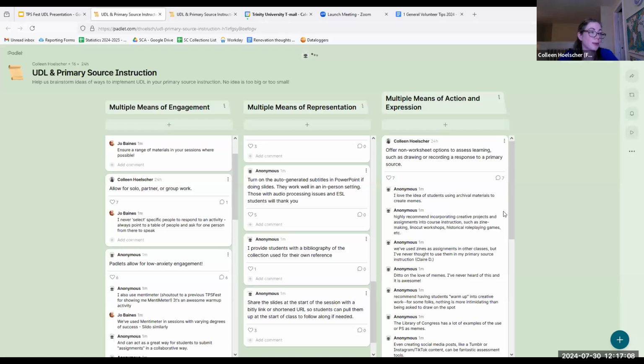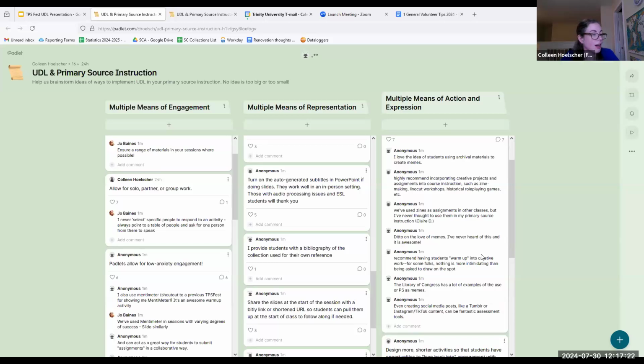Moving over to multiple means of action and expression. So people have mentioned ideas such as zine making, lino cut workshops, historical role-playing games, which I am now obsessed with that idea. Thank you. So another person said that they recommend having students warm up into the creative work. For some folks, nothing is more intimidating than being asked to draw on the spot. And that's a great point. So this is about having it as a multiple means of action and expression.